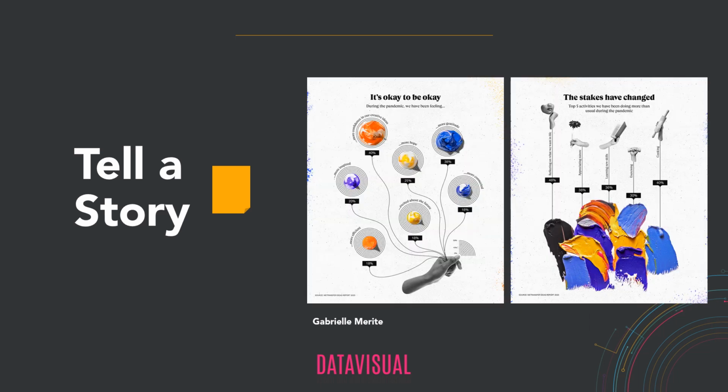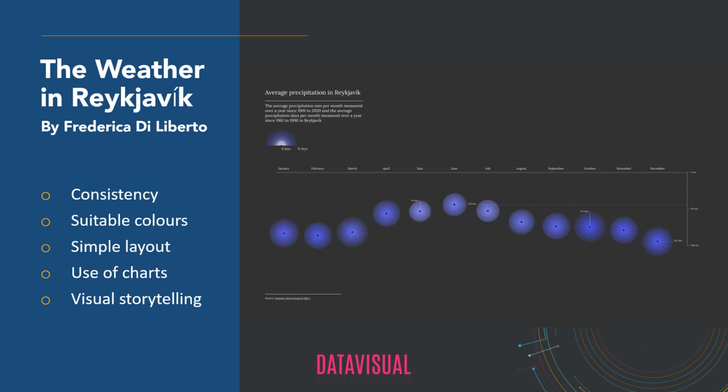Other times, you may want to ensure that the charts are accompanied by other designs so that they are not too simple. You can produce different graphics or photobash images together using Illustrator or Photoshop to get your point across further. The weather in Reykjavik is a collection of different charts, and each design is consistent with the next and uses a suitable color scheme and a very simple layout overall. There's a lot of visual storytelling in these charts.